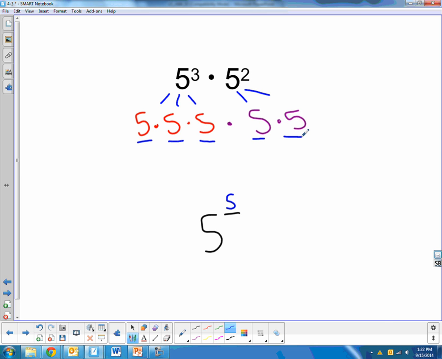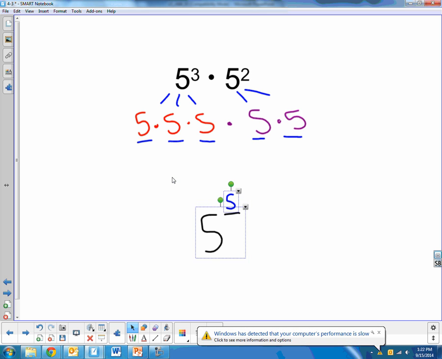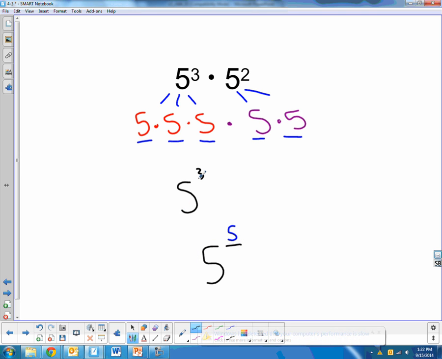If you have 5 to the third times 5 to the second, 5 cubed times 5 squared, you can simply do 5 to the 3 plus 2. You can add those exponents together and get a final result of 5 to the fifth. And that's a method that we can have to work with these exponents.